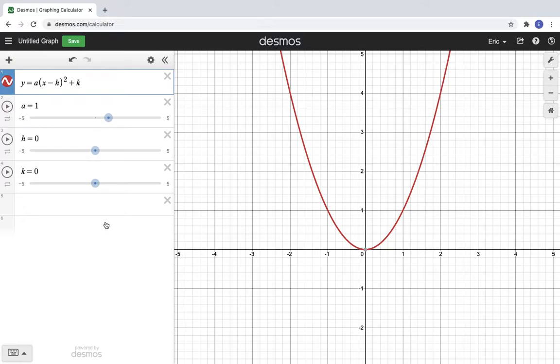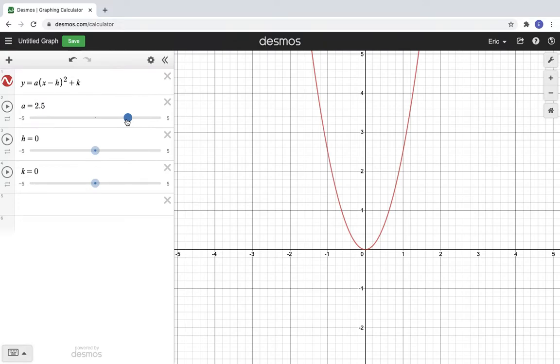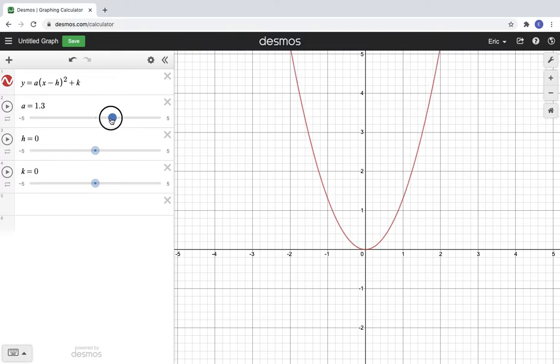At this moment, we will analyze the effects of changing the values of a, h, k in the equation y = a(x − h)² + k of the quadratic functions and its graph. Okay, so let's start with a. If we increase the value of a, notice that our parabola gets narrower. As we go back closer to 0, it gets wider again.